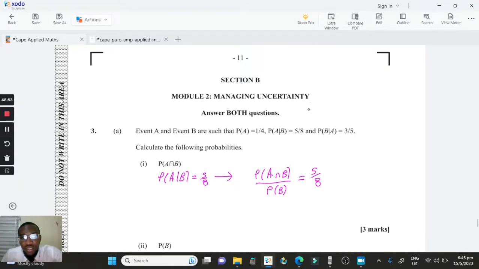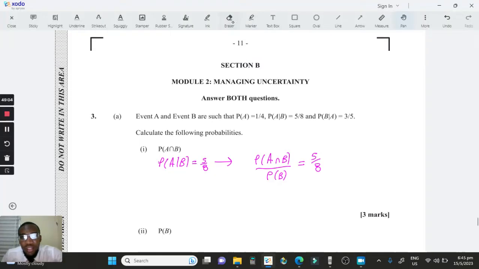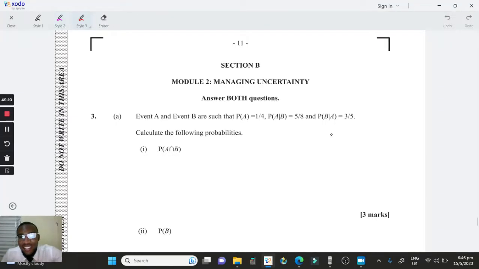But then they told us the probability of B. Did they tell us the probability of B? Actually, they didn't. So we can't start with that one. My apologies. So the one we're going to start with is this one. Alright, so the probability of B given A is the probability of B intersect A over the probability of A, and they tell us it's 3 over 5.